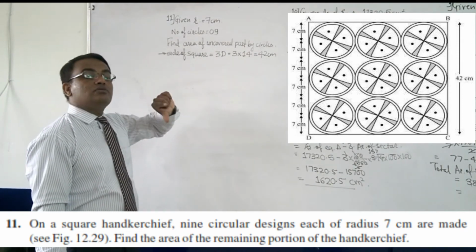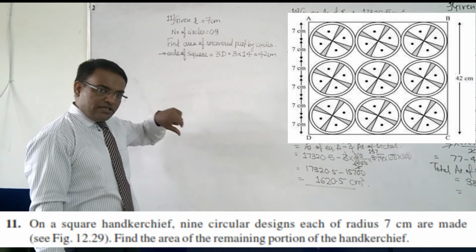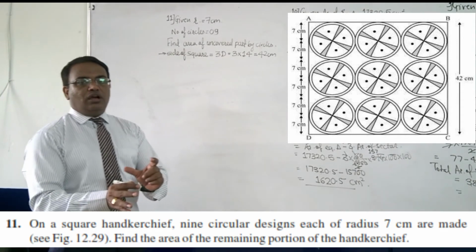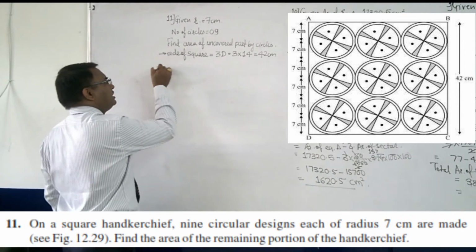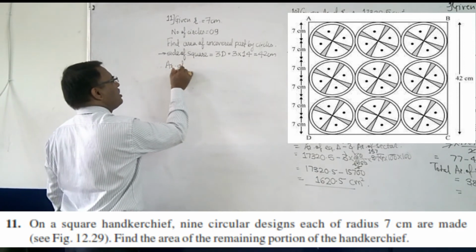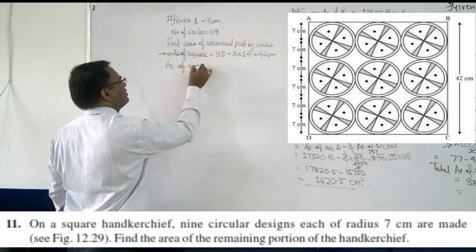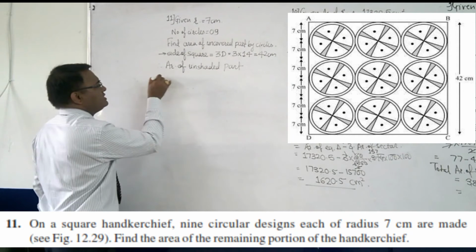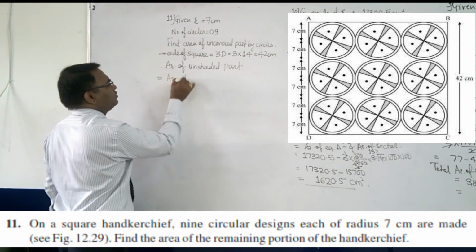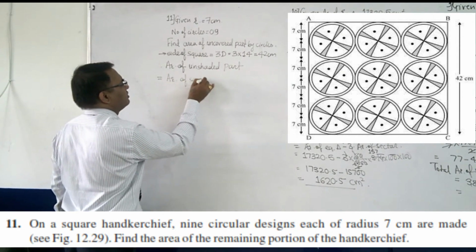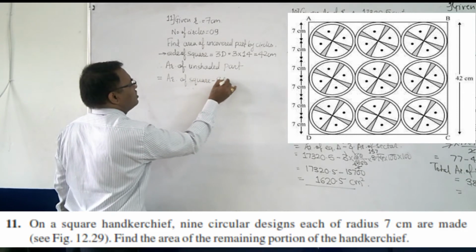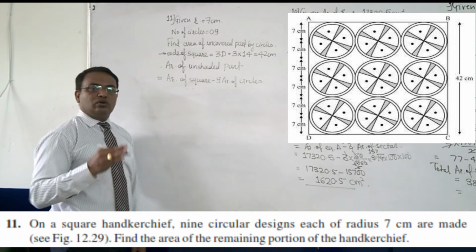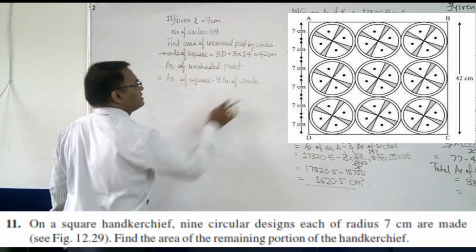So diameter becomes 14. So 14 plus 14 plus 14, that will give you the side of the square. Okay, and what is the unshaded part? Therefore, it is simply the area of the unshaded part. Area of unshaded part is equal to, very simply, area of square minus 9 times area of circles, because there are total 9 circles, right?